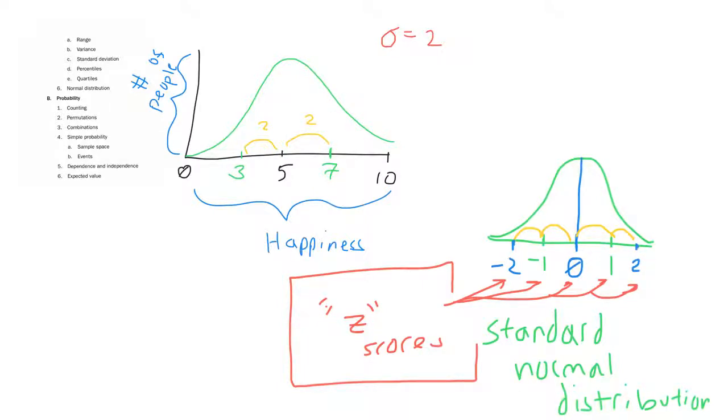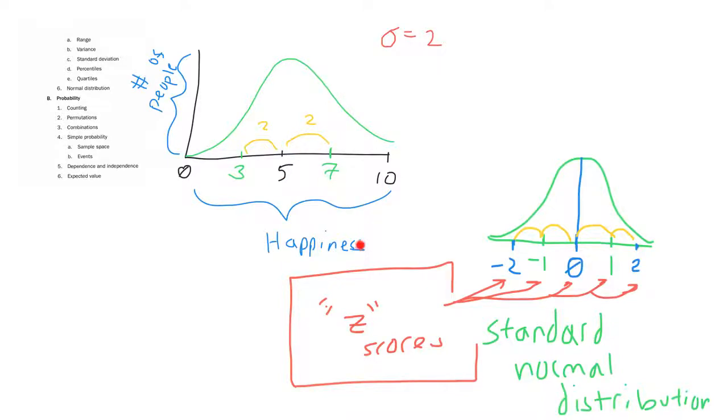Now, you can oscillate between the regular normal distribution and the standard normal distribution, in the sense that a mean of 5 here would correspond with the z-score of 0. By the way, the mean of the normal distribution always corresponds with the z-score of 0 when it comes to the standard normal distribution. So 5 corresponds with 0.